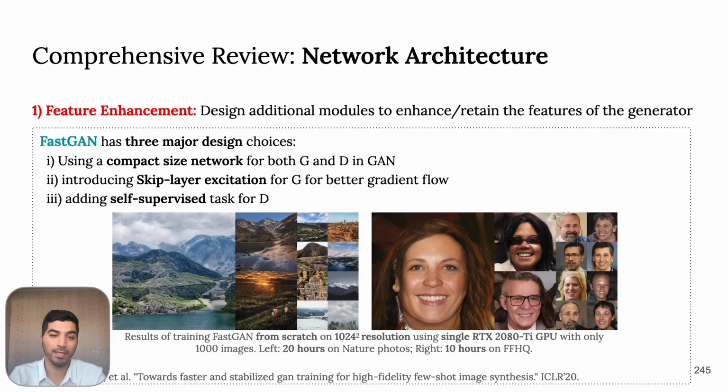And one cool thing about this approach is that back in 2020, it enables training a generator from scratch on high resolution images using only one RTX 2080 GPU and only 1000 images. On the left side, they have trained generator for 20 hours on nature photos. And for the images on the right side, they have trained generator for 10 hours on FFHQ dataset.